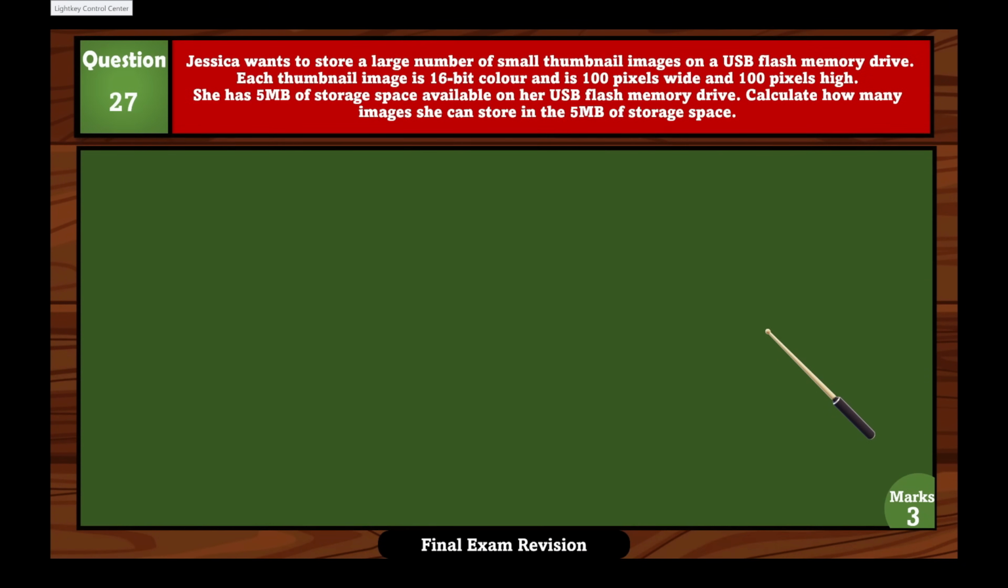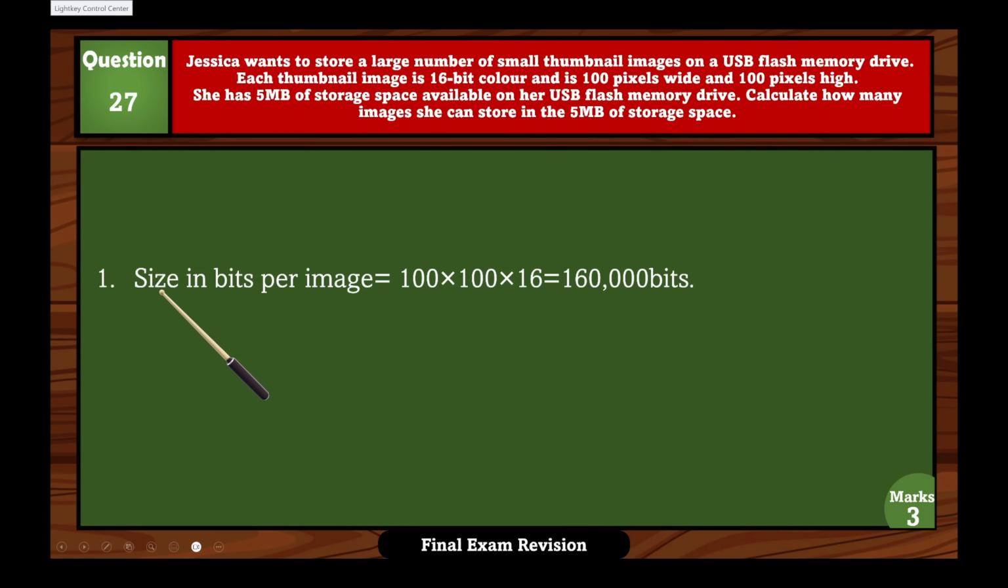Okay, next question. In question 27, Jessica wants to store a large number of small thumbnail images on a USB flash memory drive. Each thumbnail image is 16-bit color and 100 pixels wide and 100 pixels high. She has 5 MB of storage space available on the USB flash memory drive. Calculate how many images she can store in the 5 MB of storage space. So how do we calculate that? First of all, you need to calculate the size in bits per image. So we just multiply the numbers: 100 by 100 by 16. Okay, so you get this many bits.